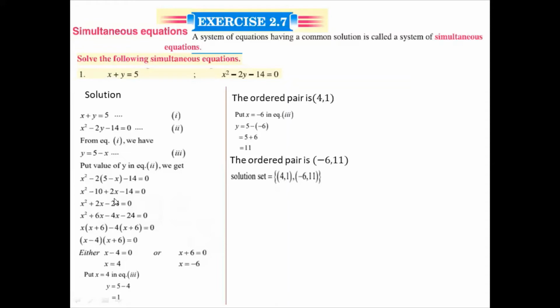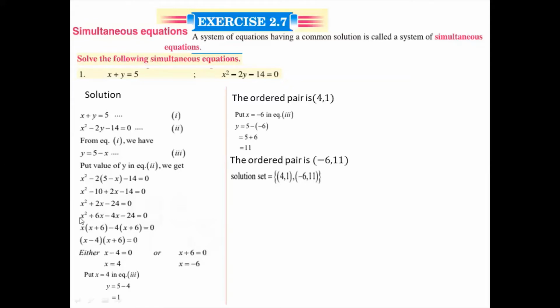When we multiply this 24 with the coefficient of x square, we have minus 24 x square. So we have to find two factors. When we multiply those factors, we have minus 24 x square, and when we add these factors, we have 2x. So plus 6 and minus 4 are the required factors. How we can factorize the quadratic equation we have discussed in our previous lectures in detail, so that's why I am not explaining it here.